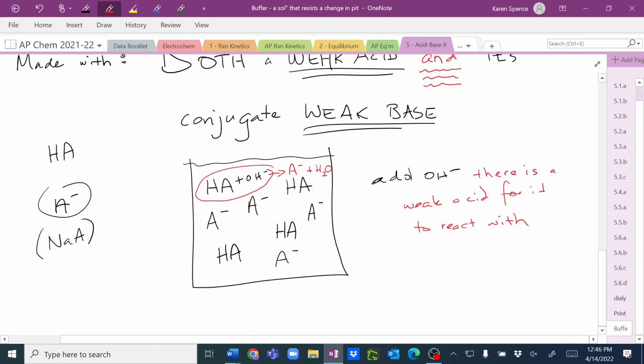What if we add H plus? It's going to react with the A minus, so I'm going to add some H plus. It's going to get together with the A minus and make HA. So now I don't have any extra H plus, so my pH is staying relatively stable. Yes?